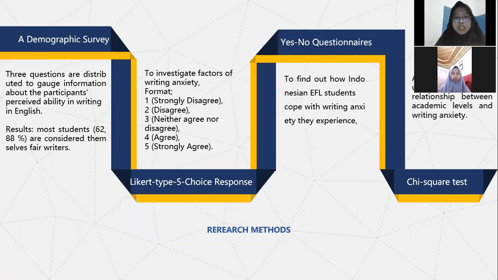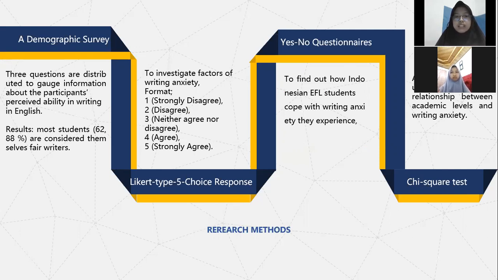Here are some research methods used in this study. The first, a demographic survey. Three questions are distributed to gauge information about the participants' perceived ability in writing English. The survey has resulted in most students considering themselves fair writers.